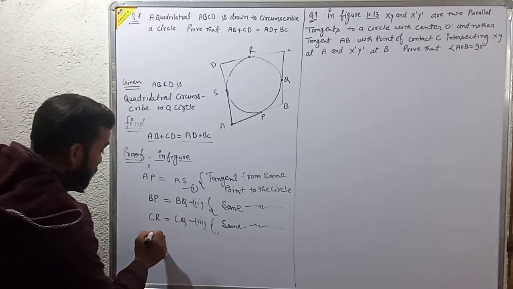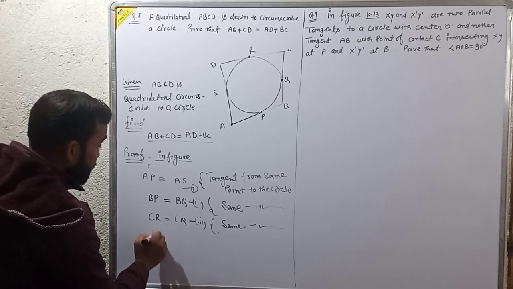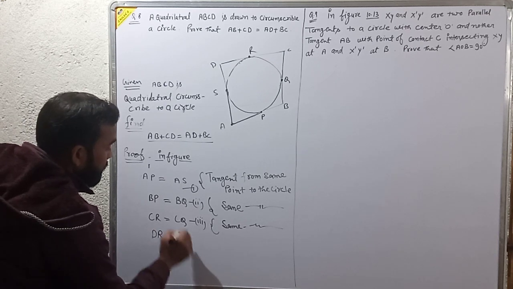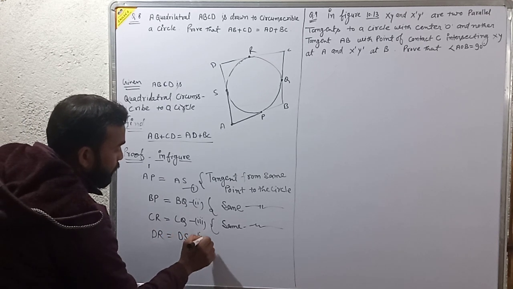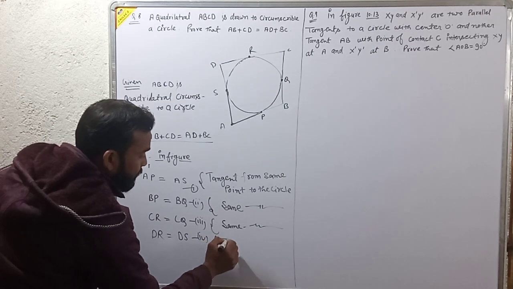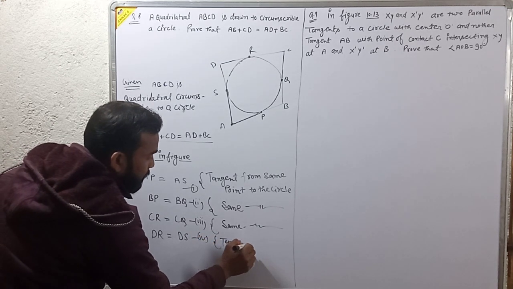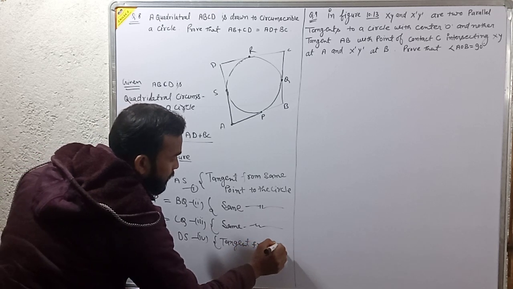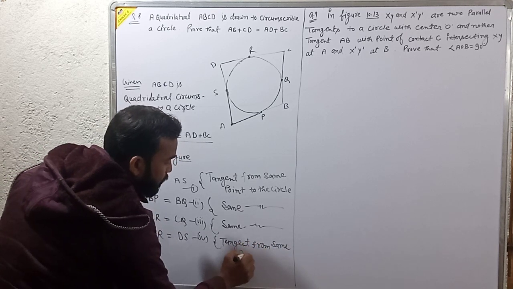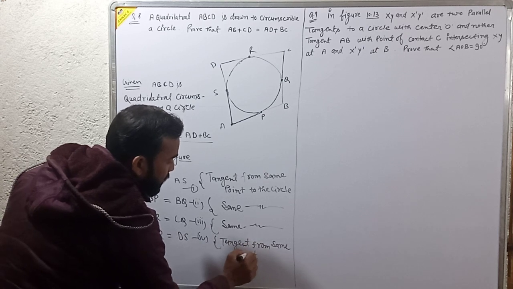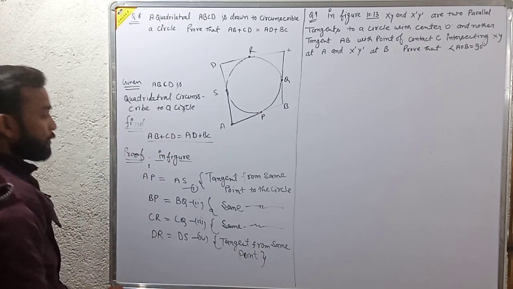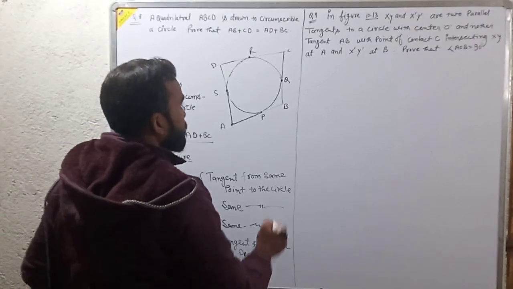Again, at point D, DR is equal to DS. This is equation number 4. Tangent from the same point. Clear?